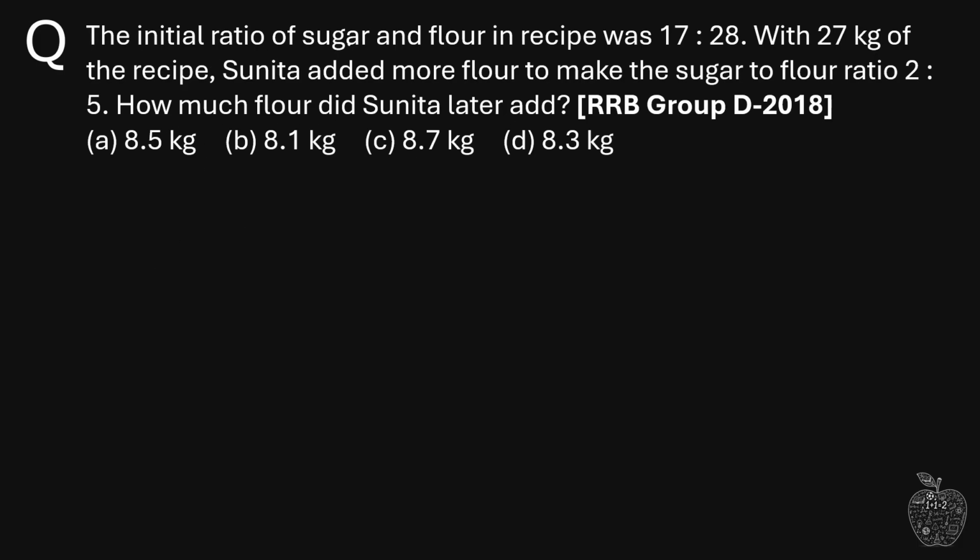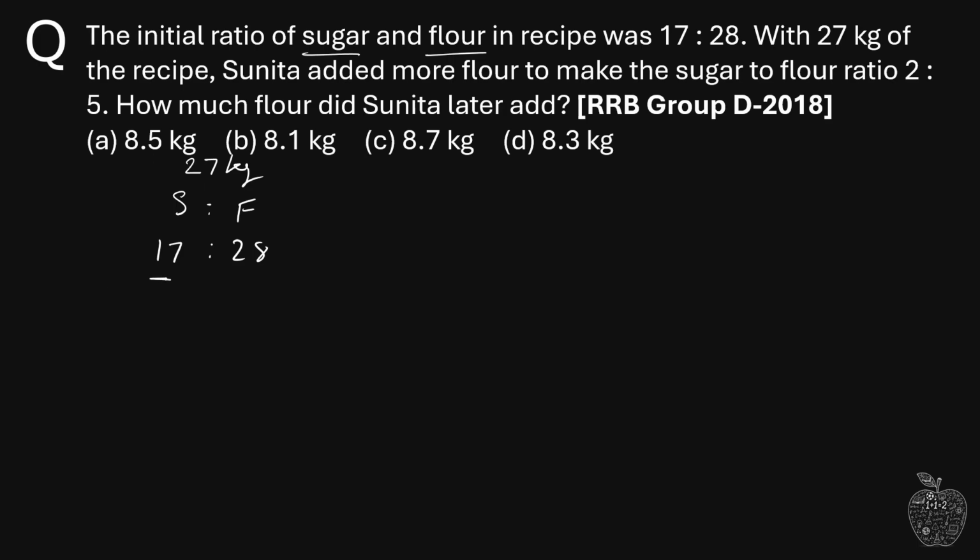So first of all, we are given that the ratio of sugar to flour is 17:28. With 27 kg of the recipe, so the total recipe is 27 kg. Sunita added more flour. So first of all, we'll find out how much sugar is there in this 27 kg and how much flour is there in this 27 kg.